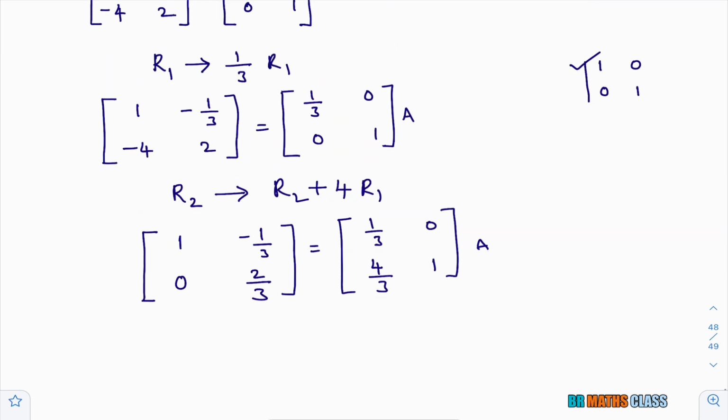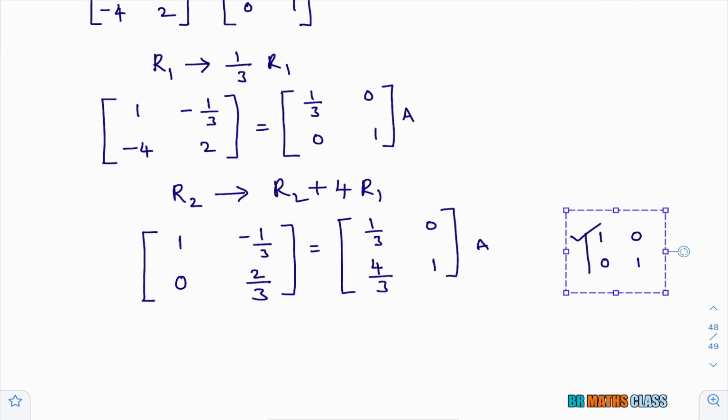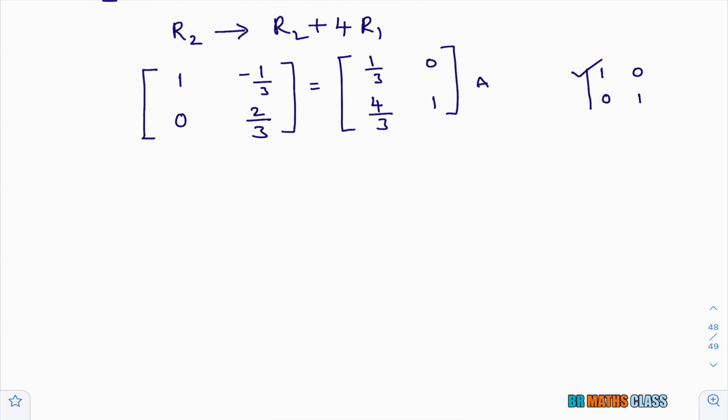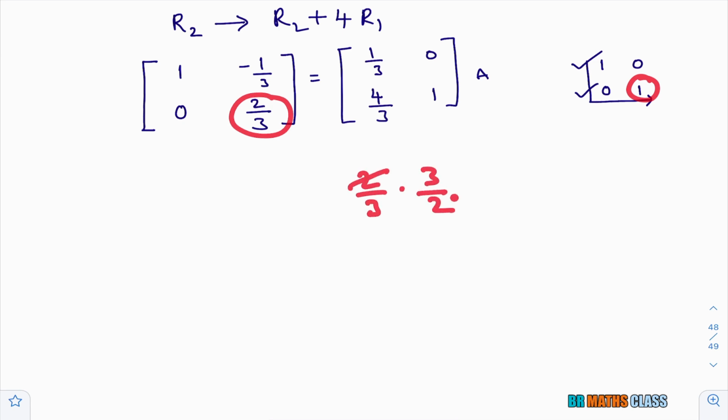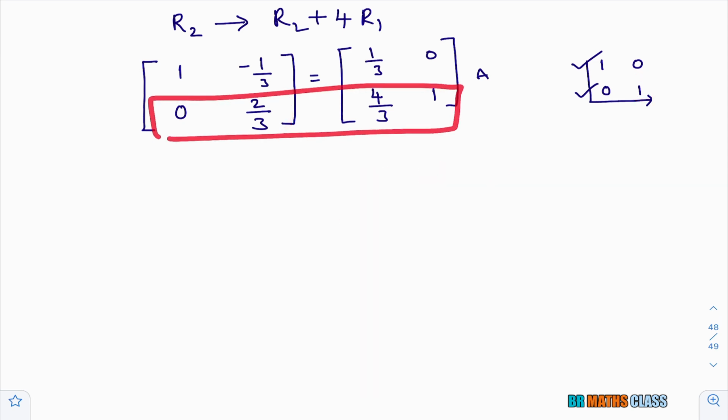Now you want to convert this matrix into unit matrix. Now at this place you got 0. Here work is over. So you come to this part. You want 1 at this place. How to get 1 at this place? Here 2 by 3 is there. I'll multiply with 3 by 2. 2 will get cancelled, 3 will get cancelled. We'll get 1. So all the elements of the second row I'll multiply with 3 by 2.